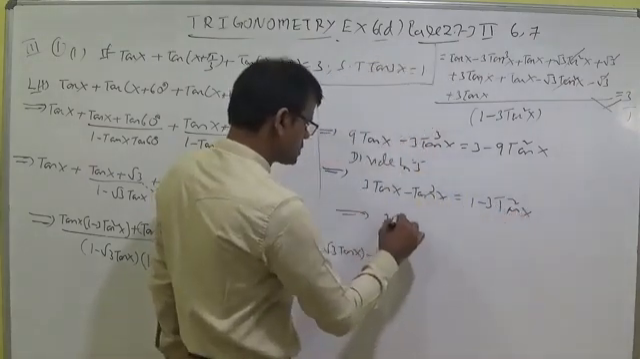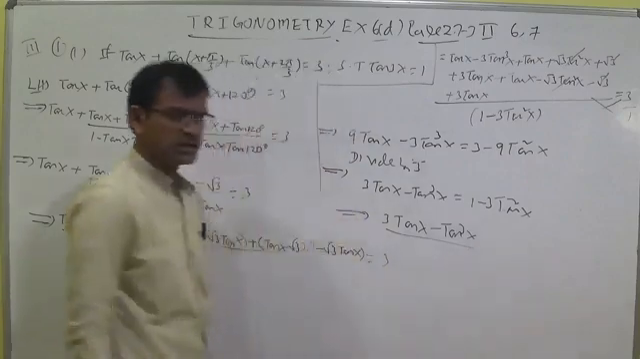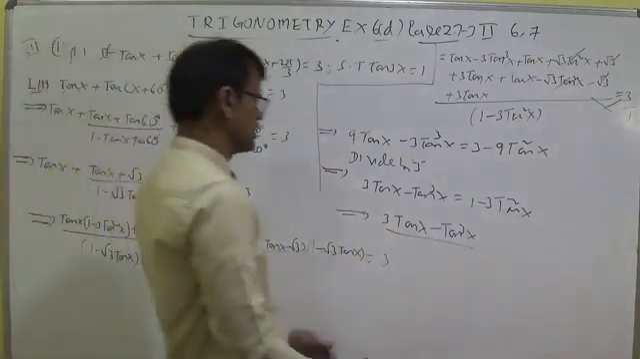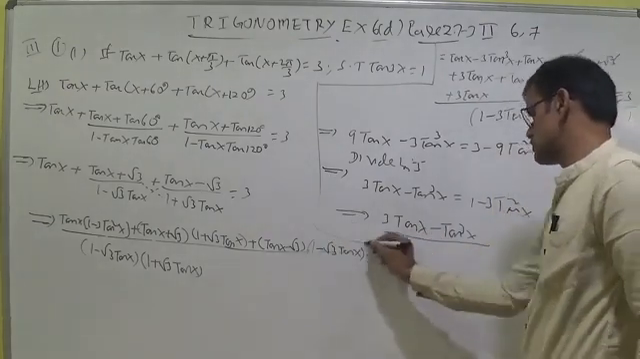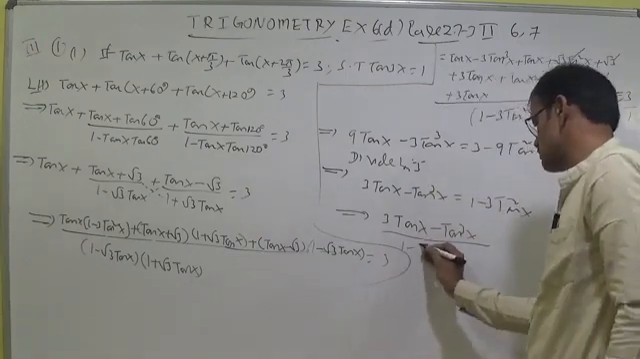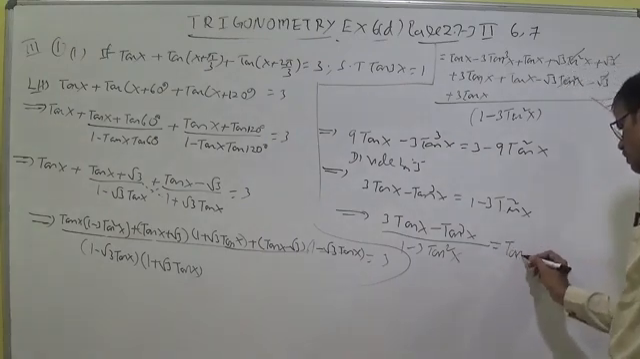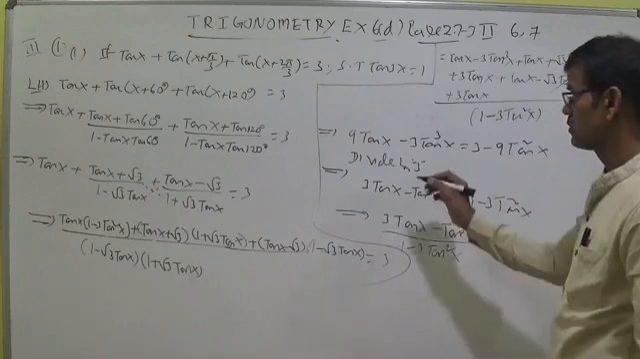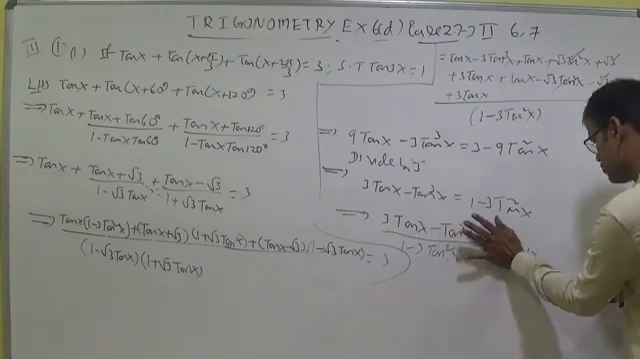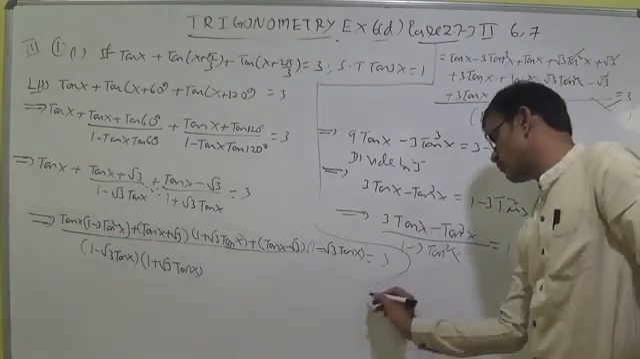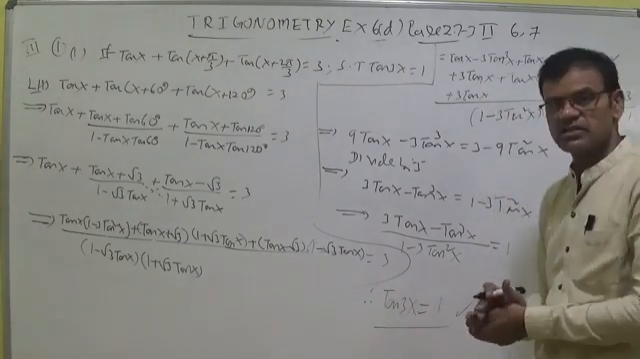That 1 minus 3 tan square x taken this side, write like this: (3 tan x minus tan cube x) whole by (1 minus 3 tan square x). This is the original formula of tan 3x. Whenever we have taken this to this side, it becomes 1. Therefore, you can write tan 3x is equal to 1.